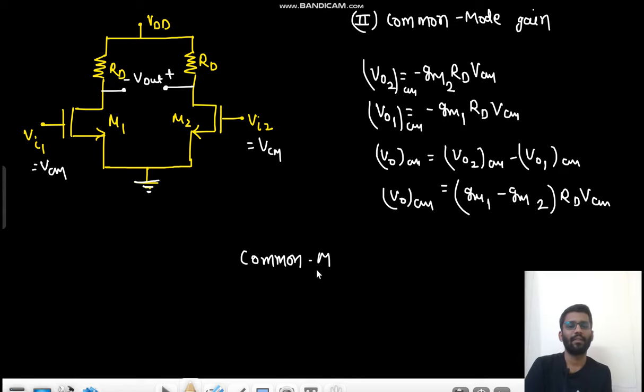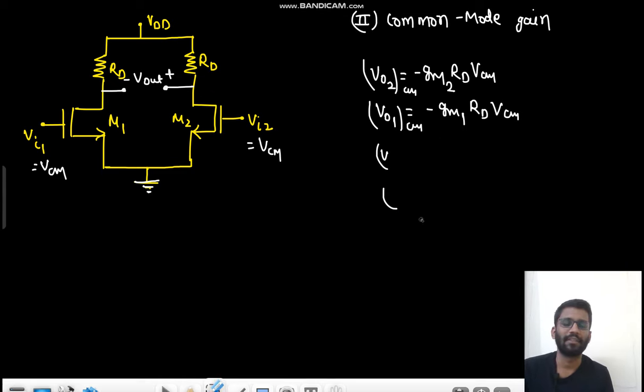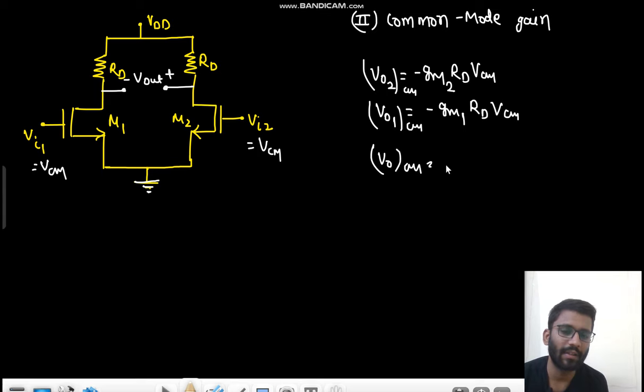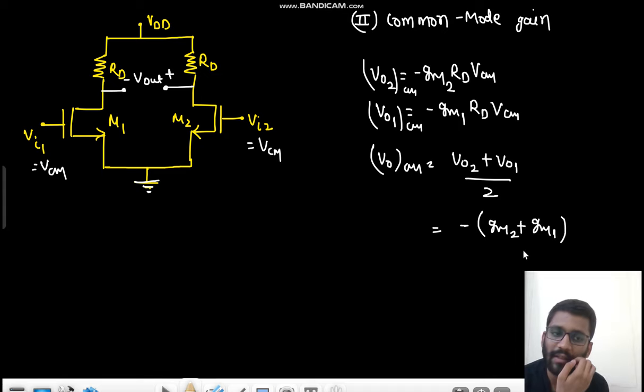What did I do here? This is not what you are supposed to calculate. I just took the difference. This is the common mode differential output. We are calculating common mode gain. That would be V0 common mode, which is (V02 plus V01) by 2, right? So it would be minus (GM2 plus GM1) by 2 into RD VCM. This is your V0 CM.